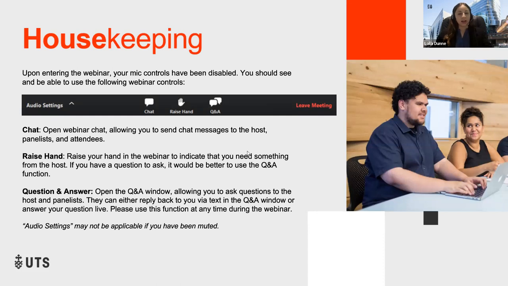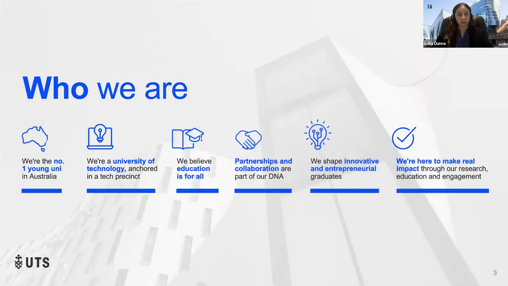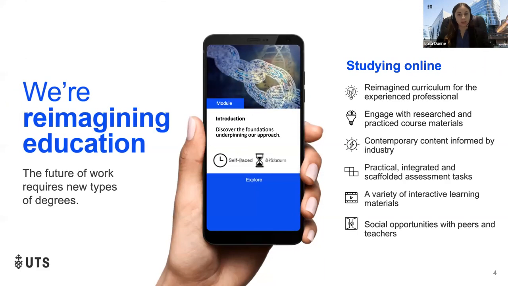Now let's take a quick look at UTS, Australia's number one young university. We are a university for all, and with our flexible online programs, we want to give adults an opportunity to upskill and earn a degree without sacrificing jobs and other important commitments. A common perception of online study is a series of uploaded lecture recordings and PDFs. Here at UTS Online, we have designed our courses from the ground up specifically to be studied online and complementary to the working professional. We'll share a link to a video that goes through our learning design process in the chat for you to view in your own time.